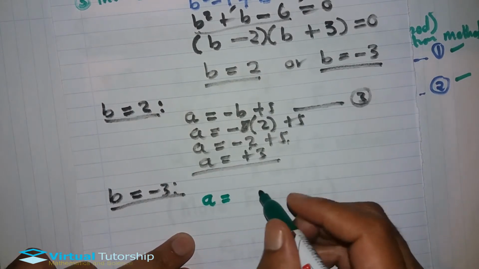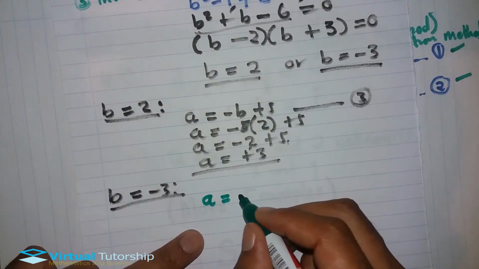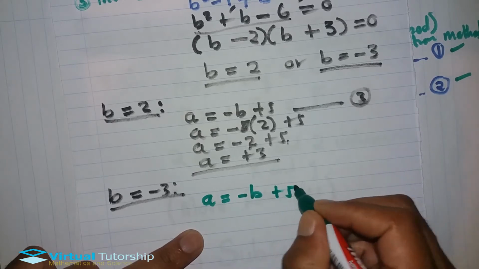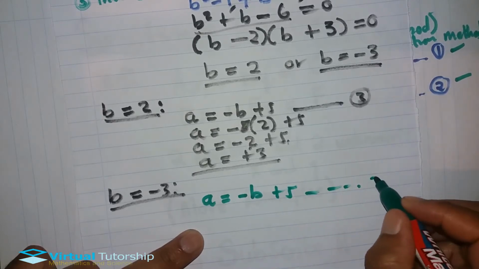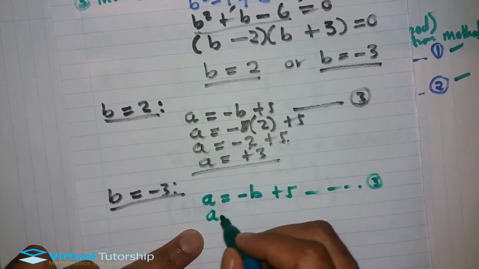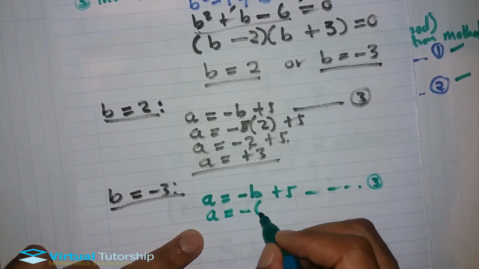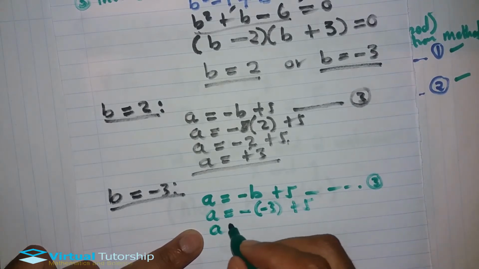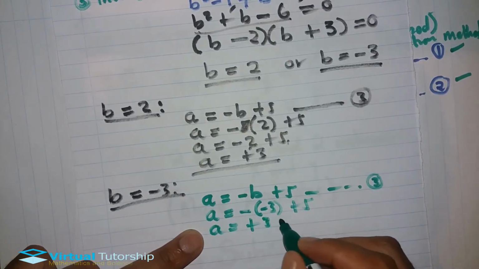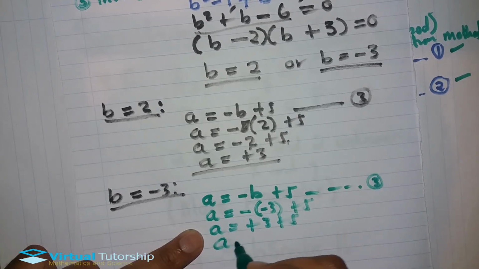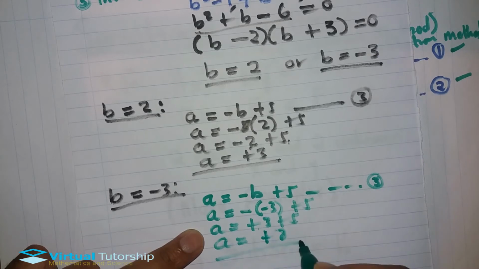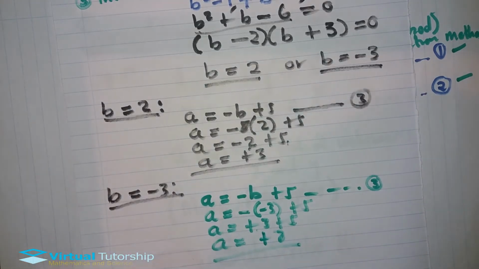We take the other value of b and substitute into the third equation. For b equal to negative 3, a is equal to minus open bracket negative 3 close bracket plus 5. A is equal to plus 3 plus 5. A is equal to positive 8.